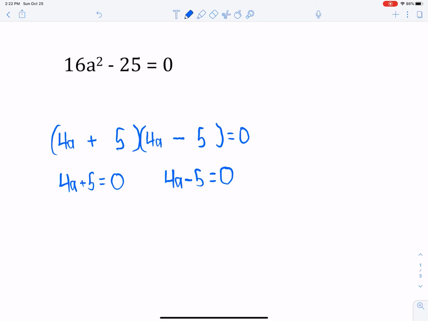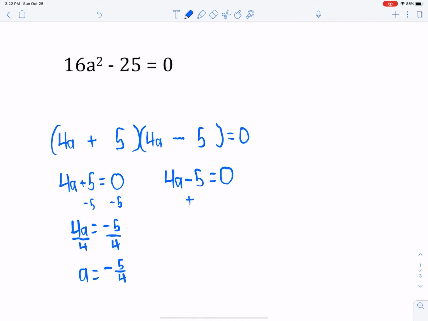So the first one there, we would subtract 5 from both sides, and we would have 4a equals negative 5. And then to finish it and get a by itself, you divide both sides by 4. You would have a equals negative 5/4. And if you prefer decimals, it would be negative 5 divided by 4 is negative 1.25. That's just as good. Decimals or fractions are fine.